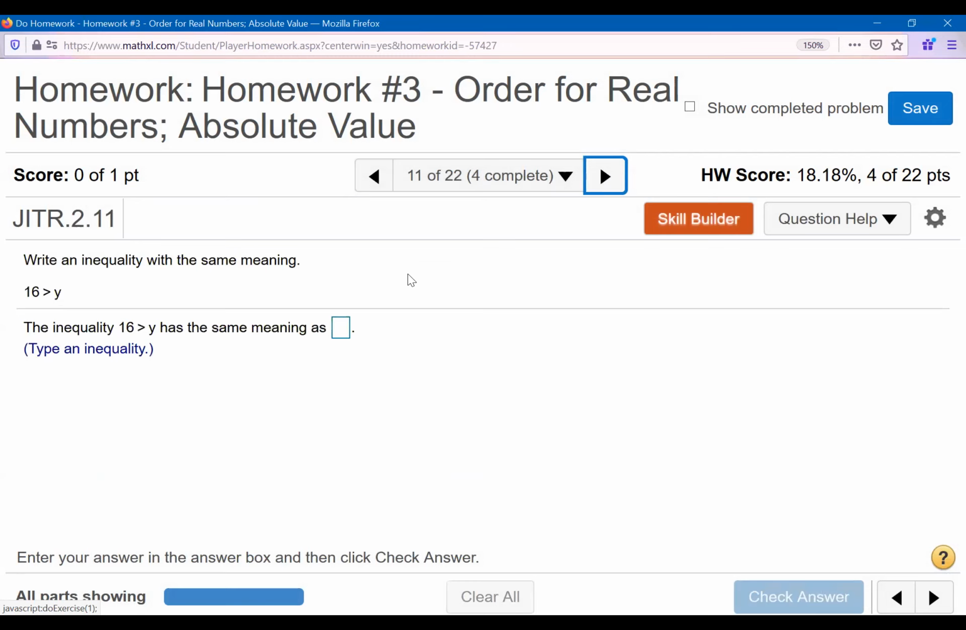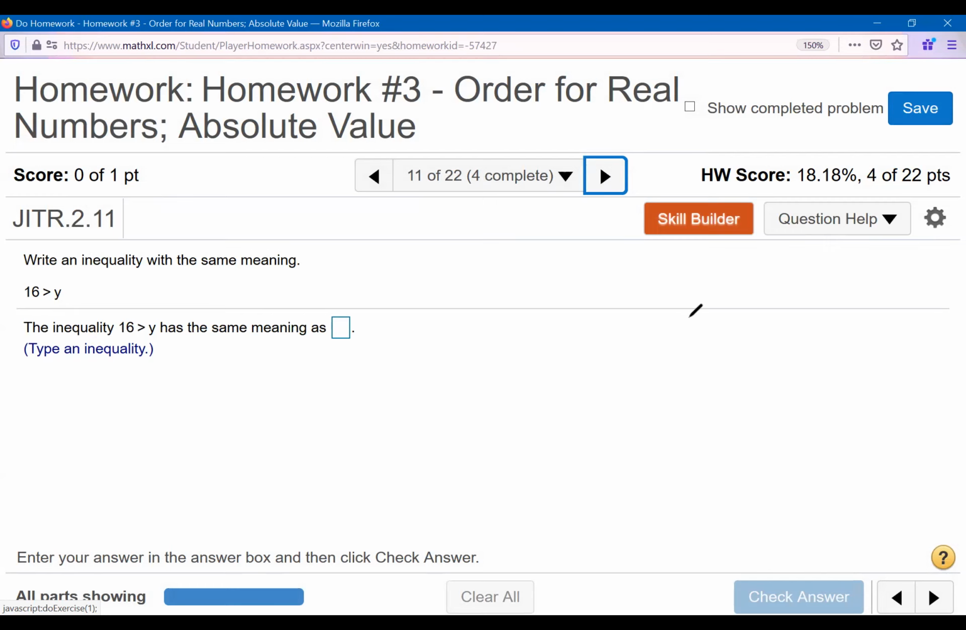All right, when we get to number 11, the directions are a little different. I did not go over this in the official notes. Here's what it says. Write an inequality with the same meaning. So the inequality says 16 is greater than y. How do we write an inequality with the same meaning? Here's what you do. You just switch it.